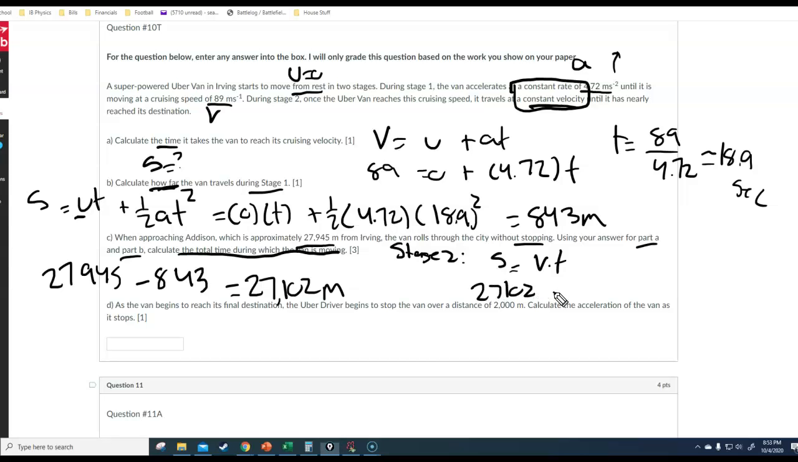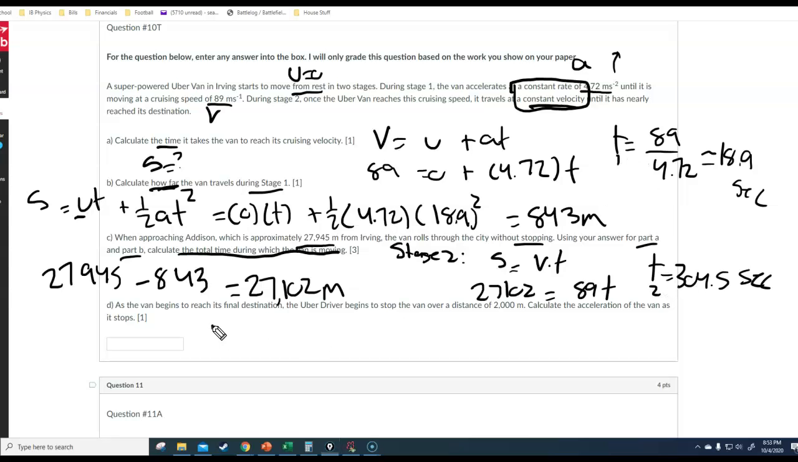So it should be 27,102 equals 89 times t. Okay, so you would divide to get that t, and that would be the t from stage 2. That's 304.5 seconds.